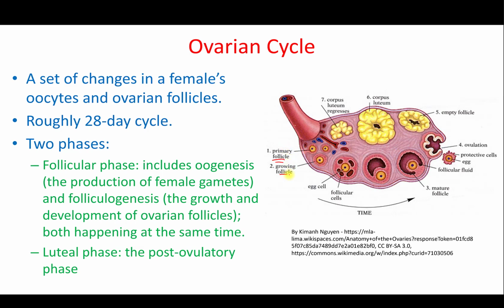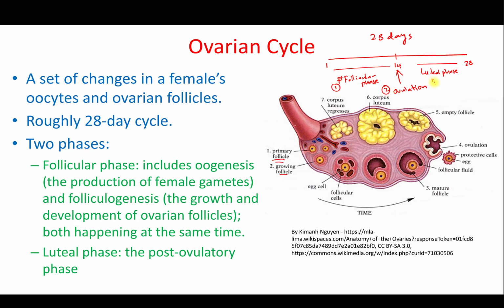So for the ovarian cycle, out of the 28 days, this is day 1, day 28, and day 14 is in the middle. The first 14 days, we'll call them the follicular phase. Then after day 14, we will have something called the luteal phase. And in between, at day 14, we'll have ovulation. So this is the ovarian cycle. We have the follicular phase, then ovulation, and then we have the luteal phase. And we'll talk about each one of them.